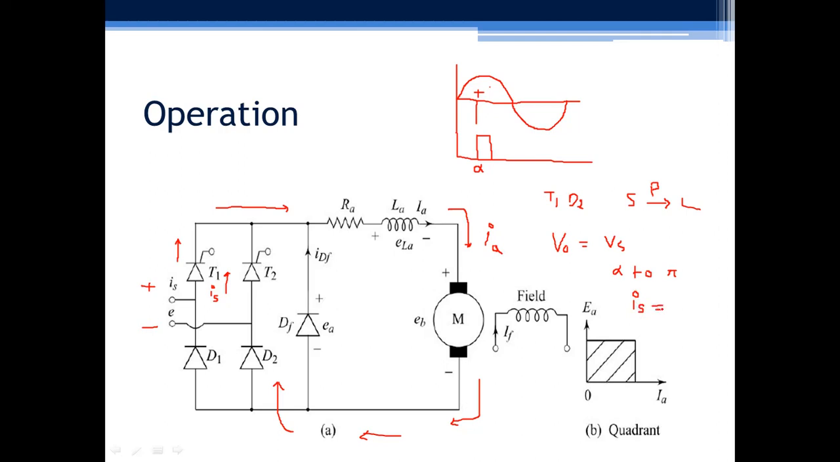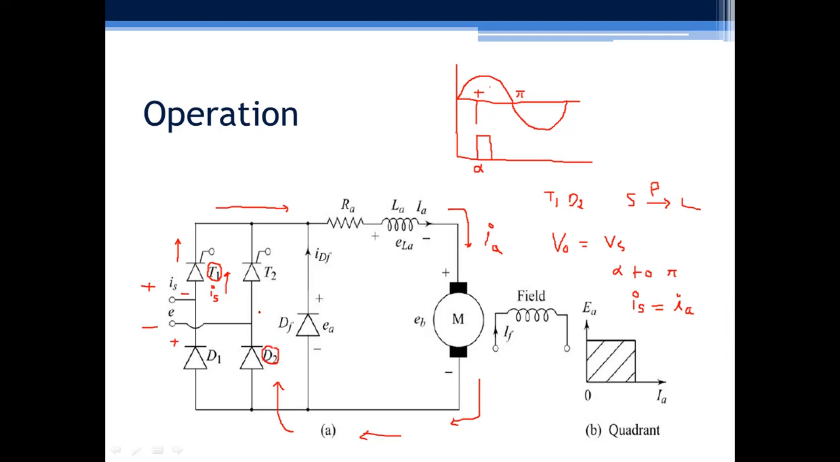So we can write this instantaneous values of supply current and output current, that is IS and IA, and power is flowing from source to the load. Now at pi here, supply will change its polarity, and due to that T1 and D2 will become reverse biased and they will stop conducting.